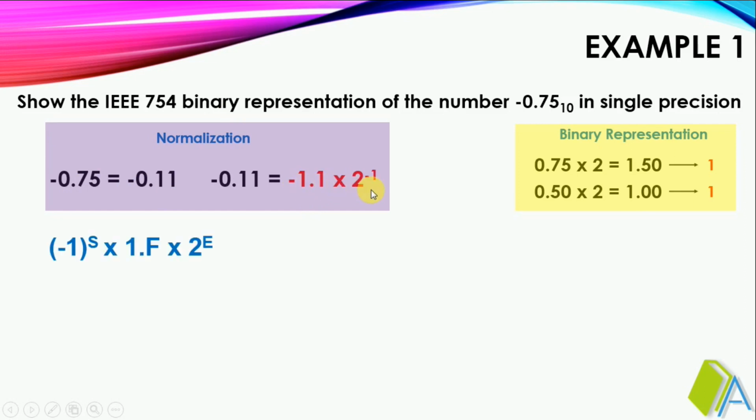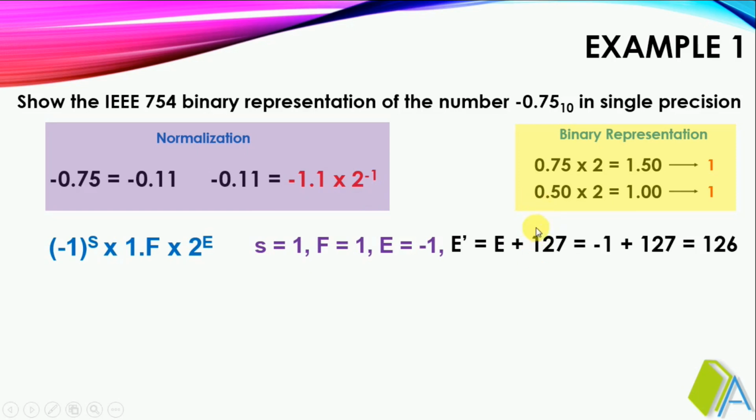According to the standard binary normalized floating point, the sign bit is 1. The fraction is the bits after the decimal point, here it is 1. The exponent is minus 1. The biased exponent is calculated by adding the bias value 127 to the exponent value minus 1. So 126 will be my biased exponent.